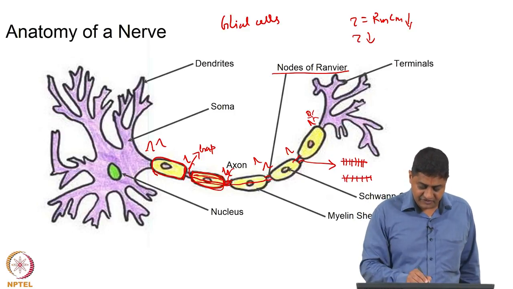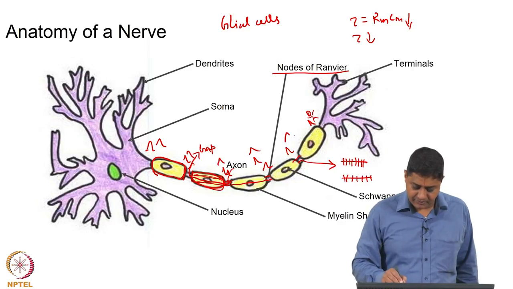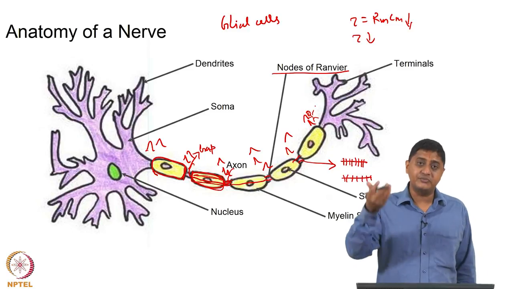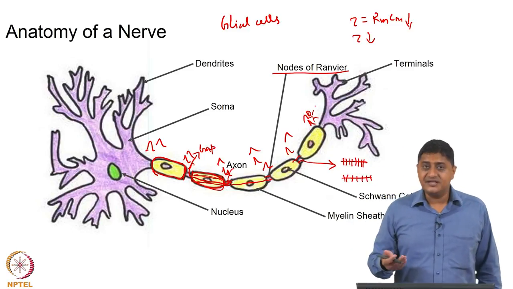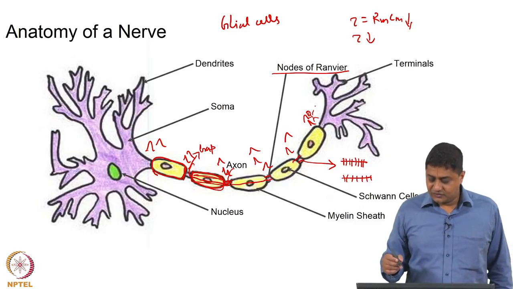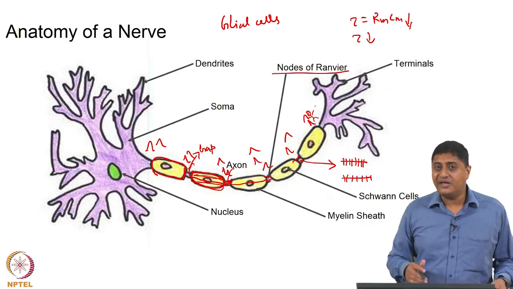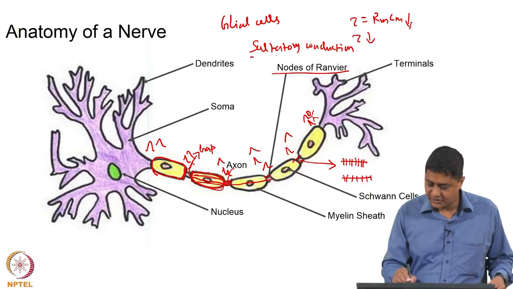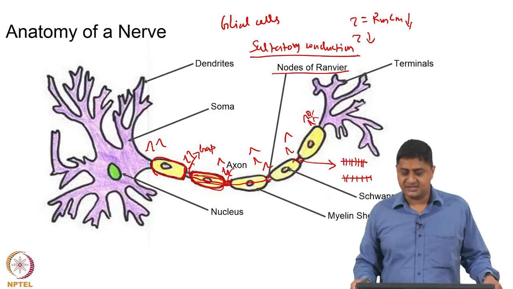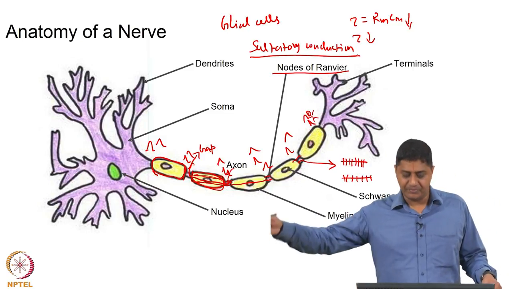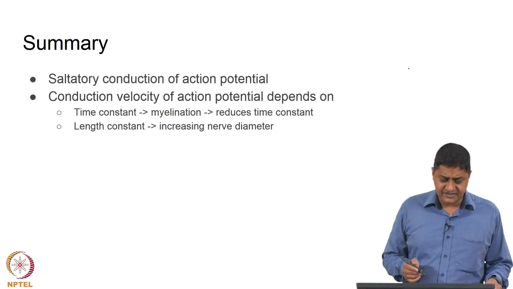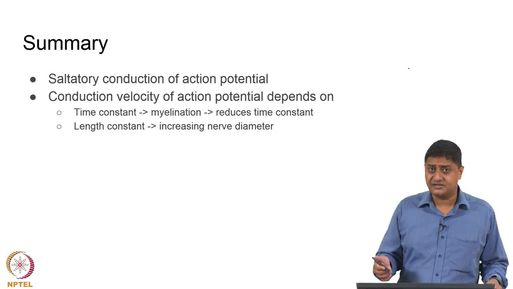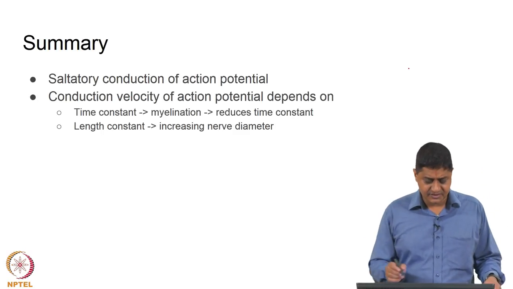It seems as if the action potential is jumping from this point to that point to that point. Actually, it is not the action potential that is jumping, right. So, this situation where there is an appearance of conduction as if it is jumping is called saltatory conduction. Salt or saltatory has its roots in dance, as in dance jumping. So, in summary, what we have seen is that action potential is conducted through saltatory conduction in myelinated axons.